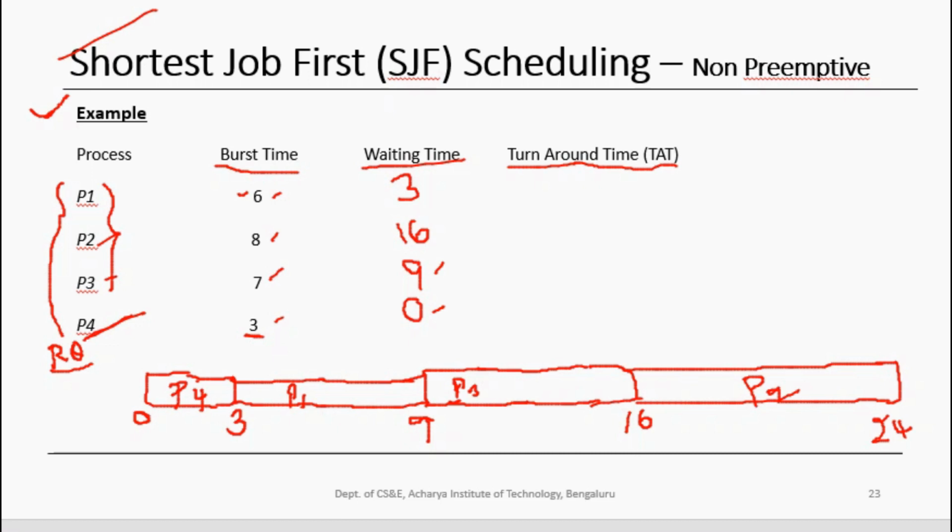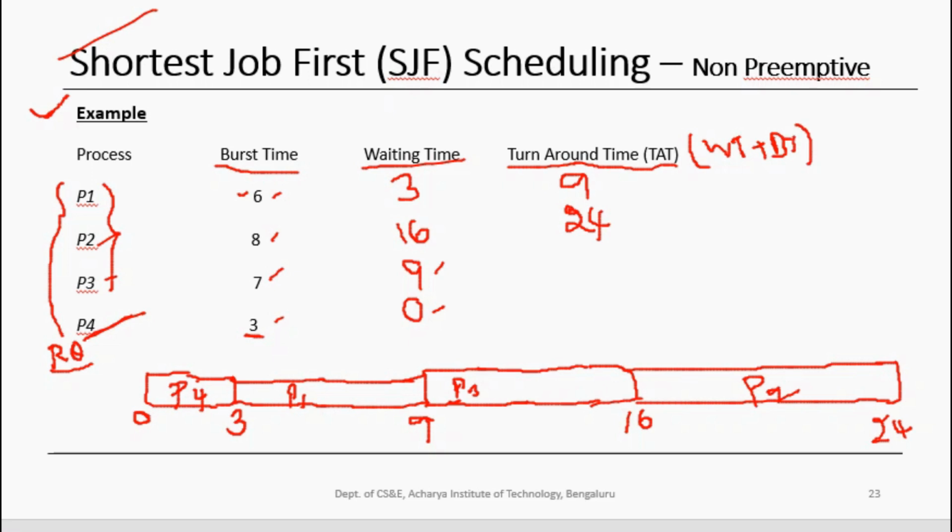What is the completion time of P1? P1 completes after 9 time units and its arrival time is equal to 0. What is the completion time or turnaround time of P2? P2 completes after 24 time units. You can also take this as, like I said, it has waiting time plus the burst time. That will also give you the turnaround time.